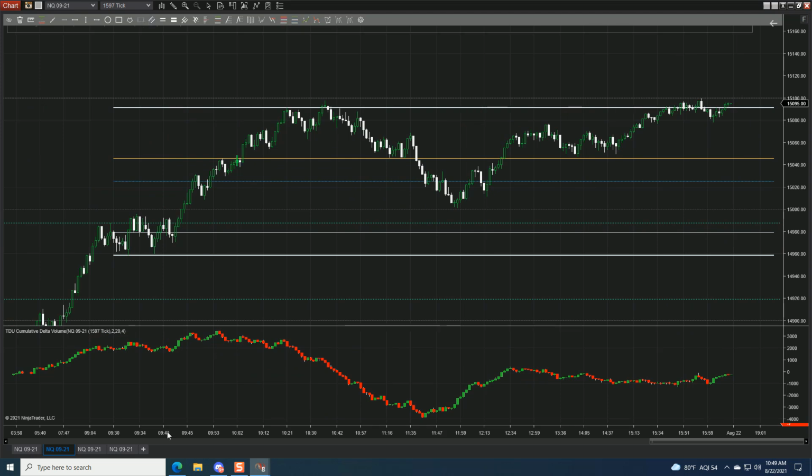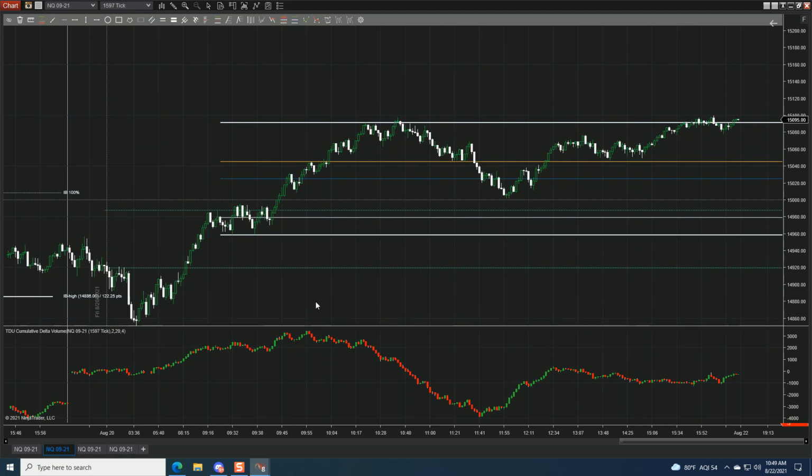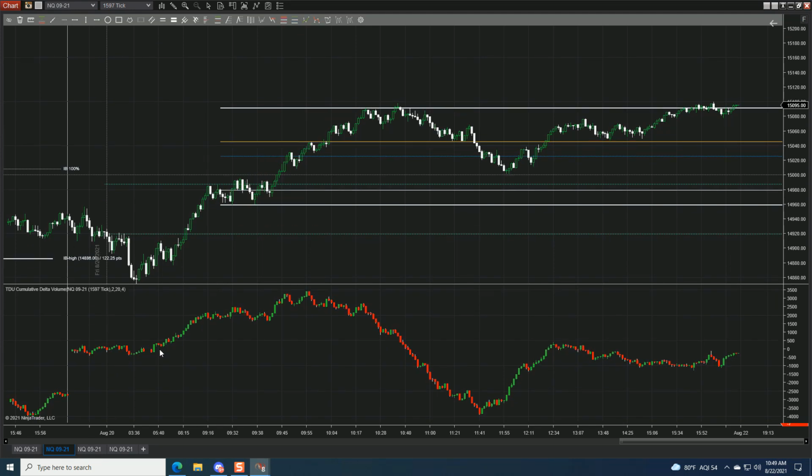So here, if I squish this a little bit, we can see the pre-market. For the most part, in the pre-market, we're just going straight up. While it's squished a little bit, you get the basic gist of it. So the market is pushing higher.